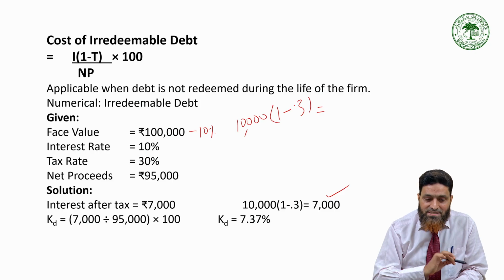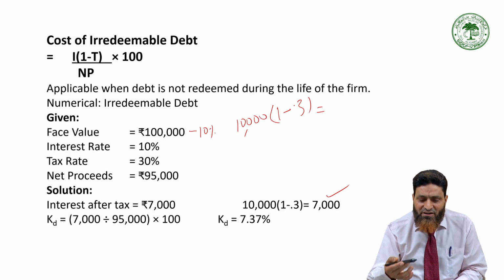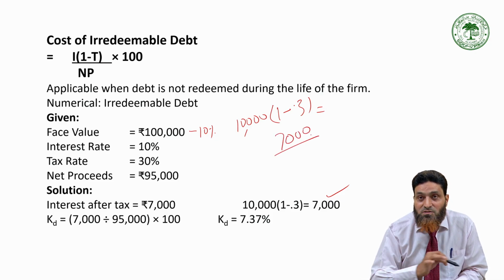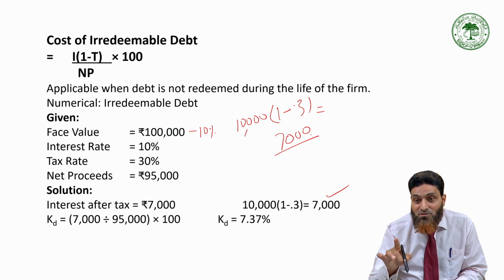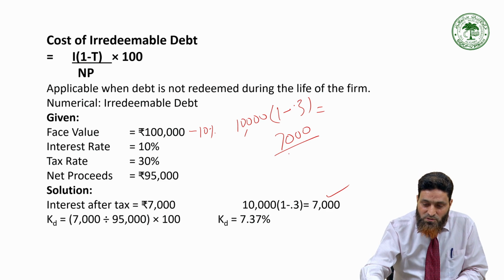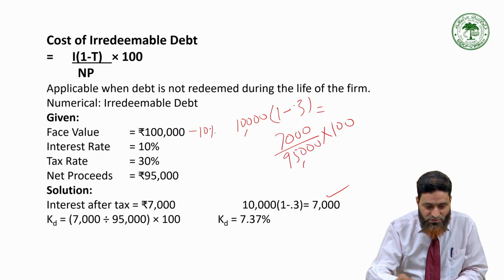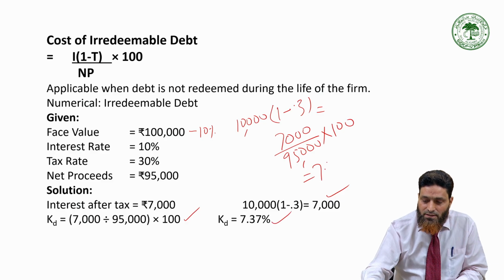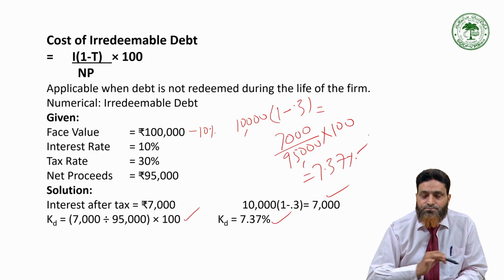And net proceed is 95,000. It is given. The actual amount the company received, maybe 5,000 less, some cost is involved or the company has given some discount. So actually the company is paying only 7,000. Paying 10,000, but 3,000 saving due to tax. And net proceed is 95,000. So if you multiply by 100, it is equal to 7.37%.